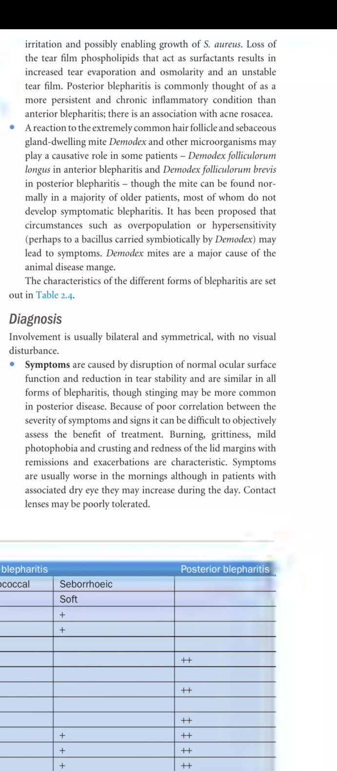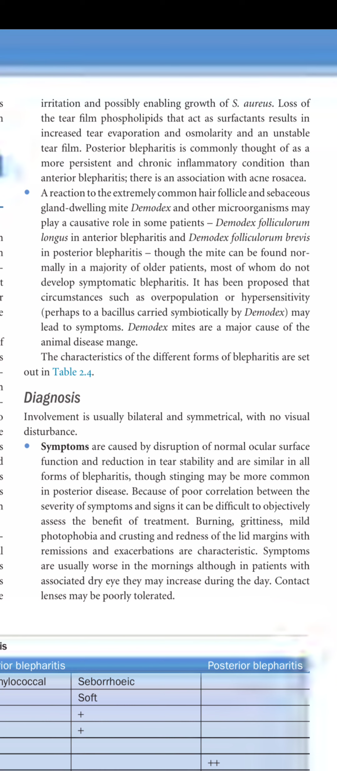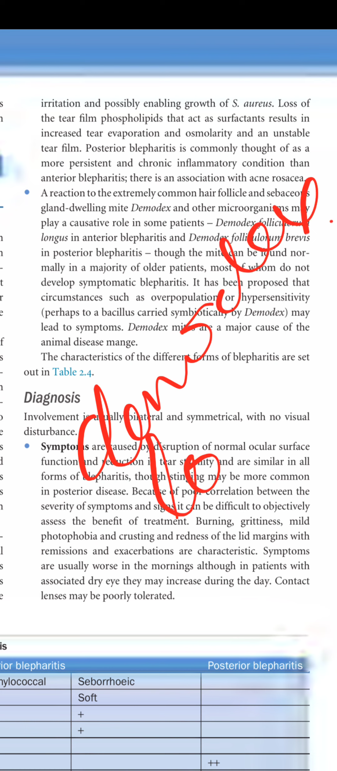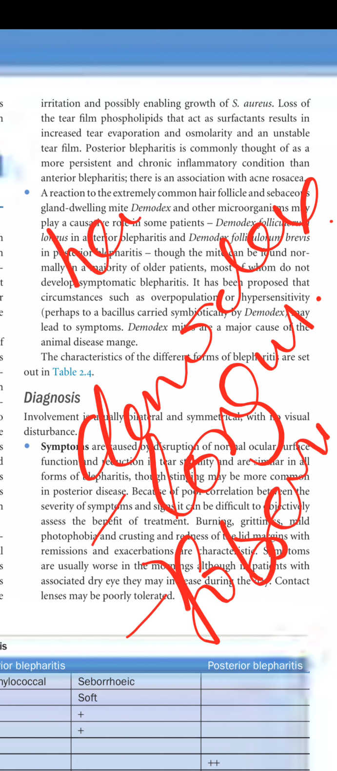So basically, another thing: there are certain kinds of mite that may be present on the hairs and lashes of the eye, and Demodex is very common. In anterior blepharitis, the causative organism is Demodex longus, and in posterior, it is folliculorum brevis. Basically, the hair follicles and sebaceous glands become hypersensitized to these mites, which causes the symptoms of blepharitis.